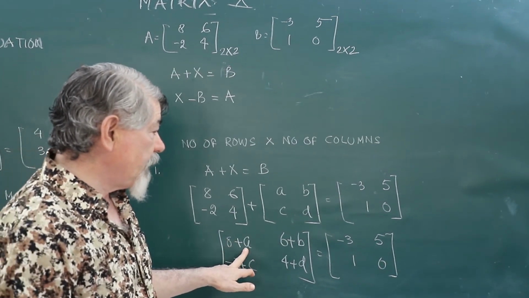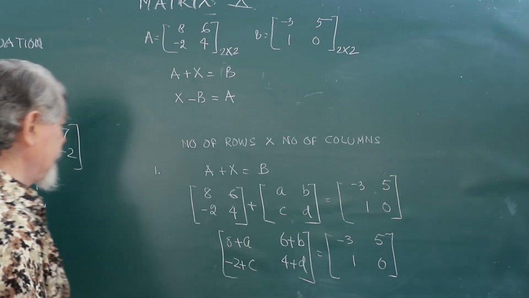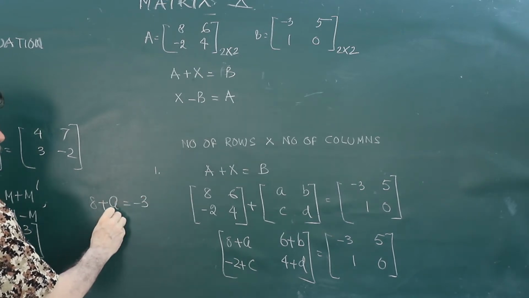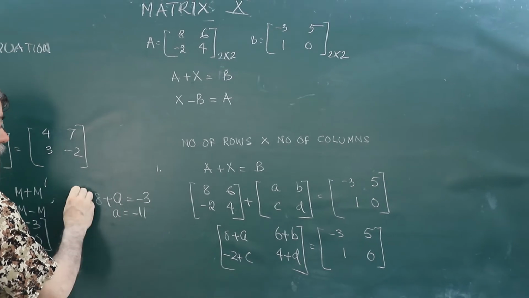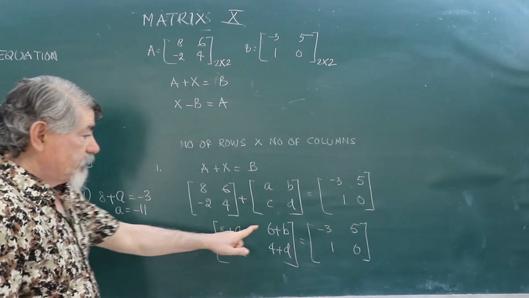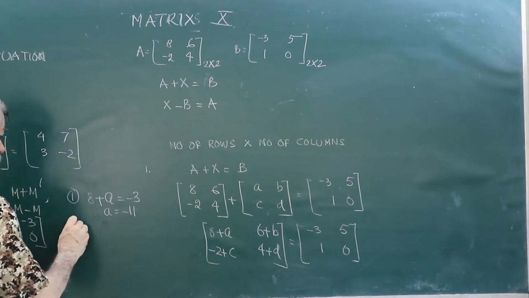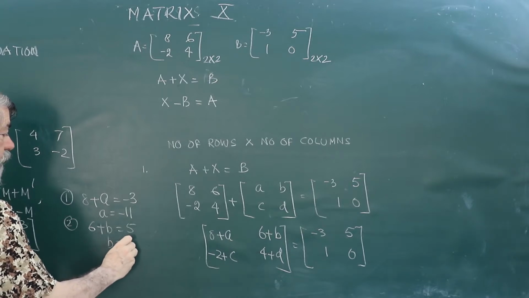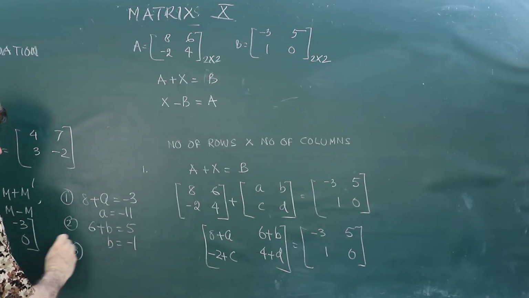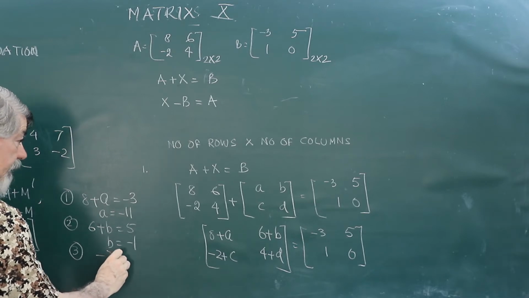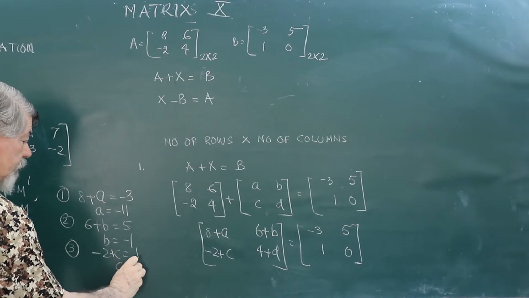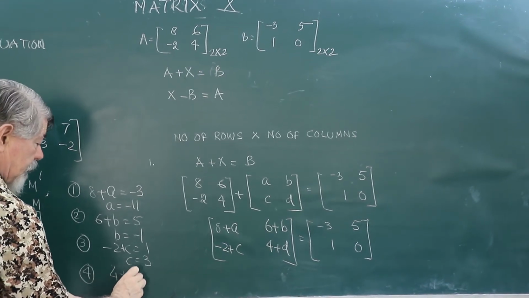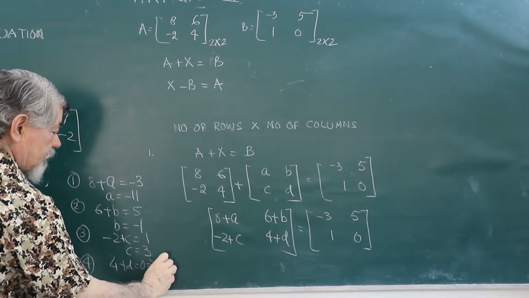So that means 8 plus a should be equal to minus 3. So a will become minus 11. Number 1. 6 plus b is equal to 5, so b will be equal to minus 1. Third one is minus 2 plus c is equal to 1, so c is equal to 3. And the fourth one is 4 plus d is equal to 0, that will imply d is equal to minus 4.